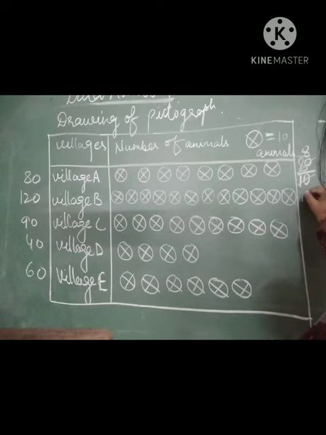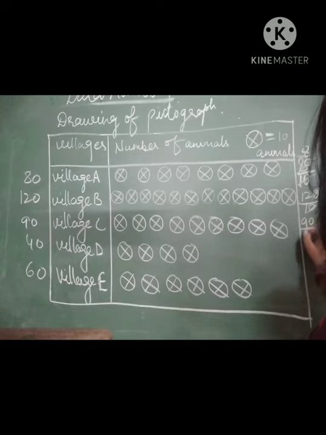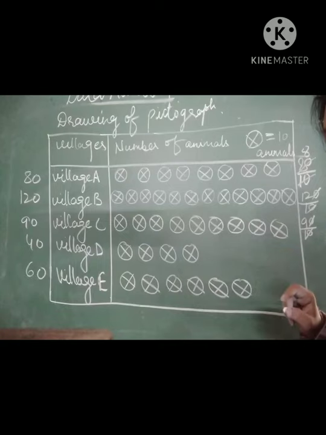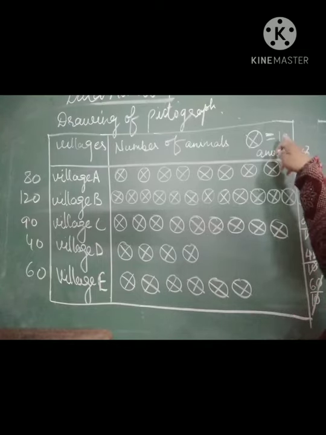To represent 120 animals, we have to draw 12 pictures. To represent 90 animals, 90 divided by 10, we have to draw 9 pictures. To represent 40 animals, 40 divided by 10, 4 pictures. To represent 60 animals, 60 divided by 10, 6 pictures. So in this way we can find out how many pictures we have to draw according to the given scale.